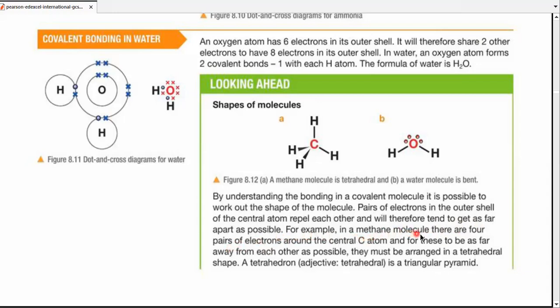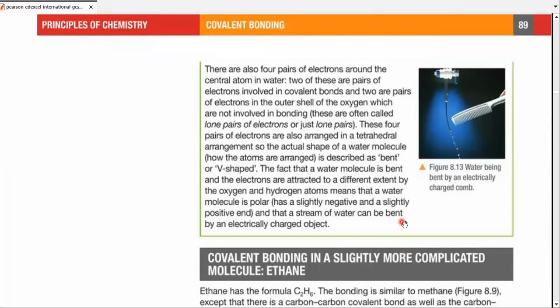For example, in a methane molecule, there are 4 pairs of electrons around the central C atom. And for these to be as far away from each other as possible, they must be arranged in a tetrahedral shape. A tetrahedron is a triangular pyramid. So they are far apart from one another in this case.